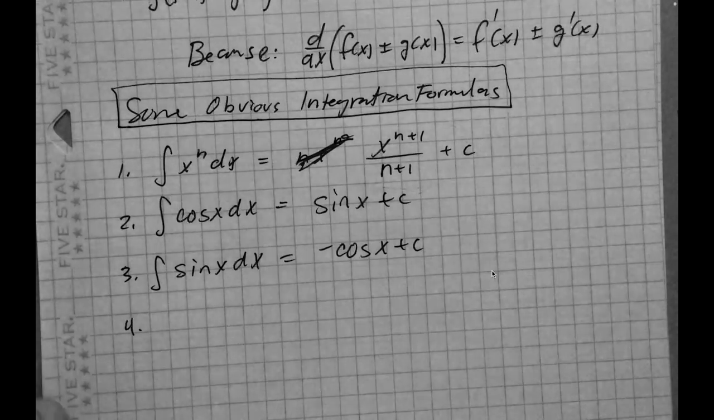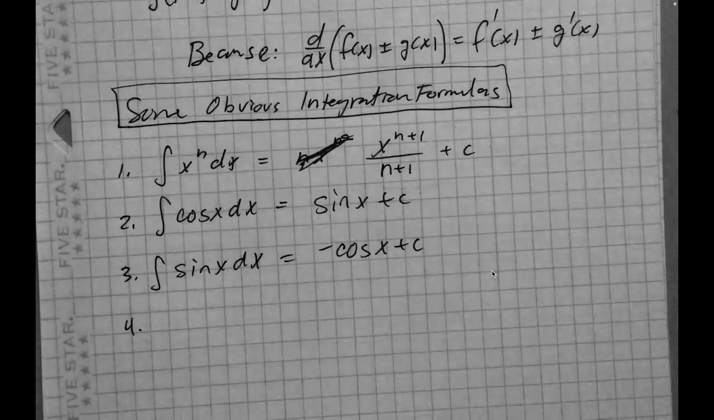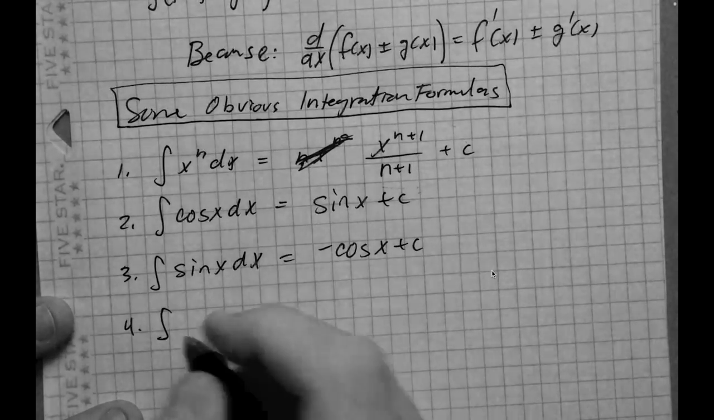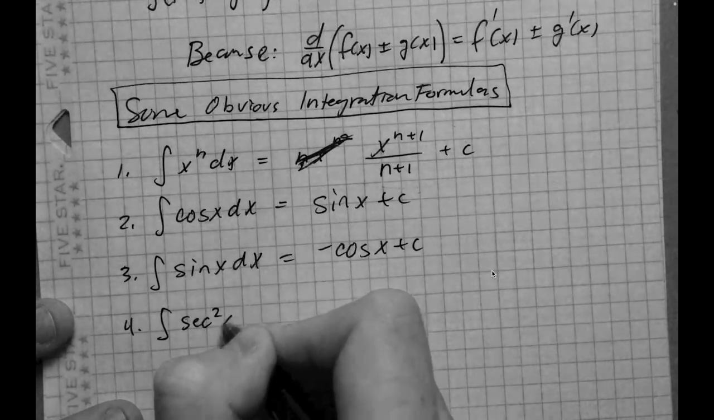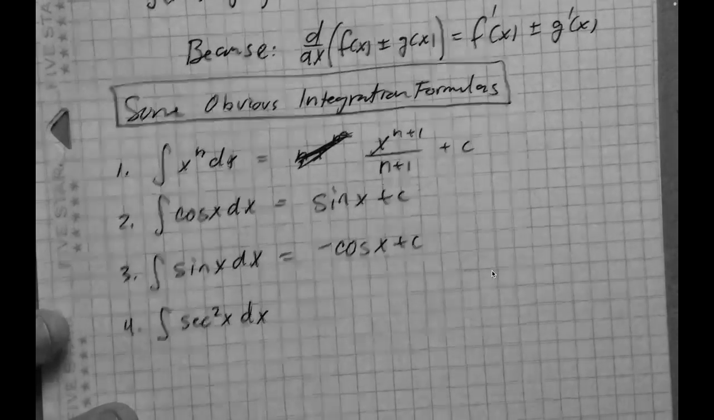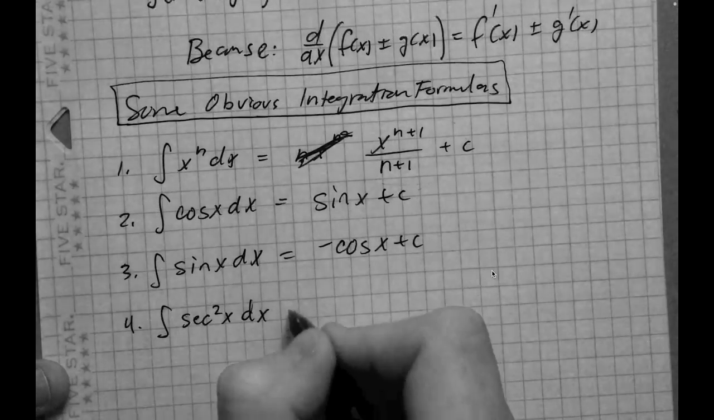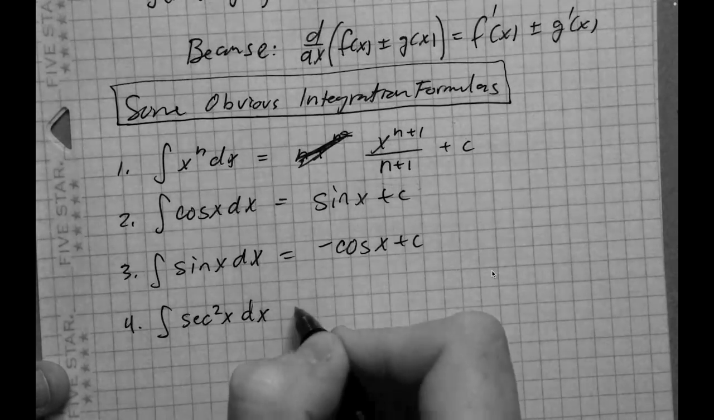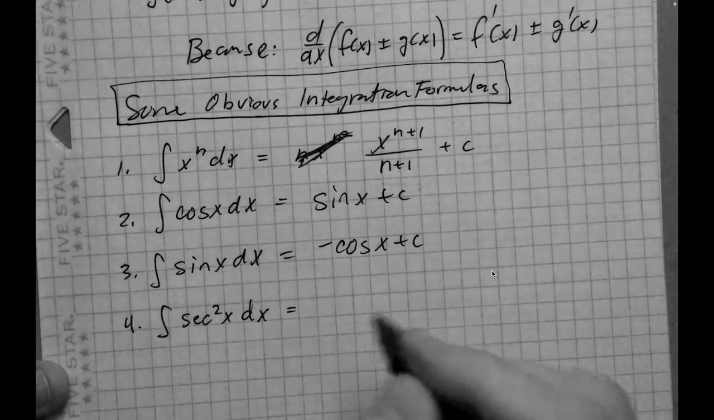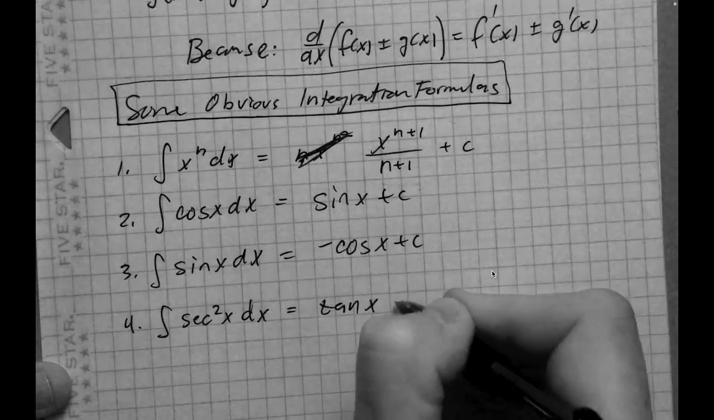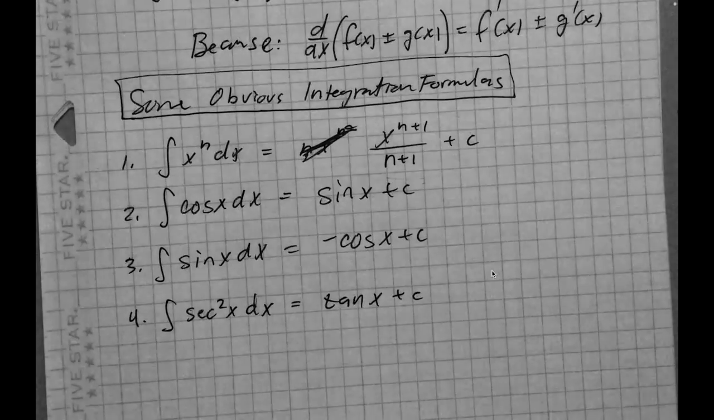The next ones, it may seem strange to define them, but the reason we throw them up here right off the bat is because they follow directly from the trigonometric derivatives. The first one that's a little awkward is the integral of secant squared x dx. You might say, well, what's the integral of secant? Well, we're not ready for that one because there's not an obvious differentiation formula for it. So the integral of secant squared x dx is equal to the tangent of x, plus the constant of integration.